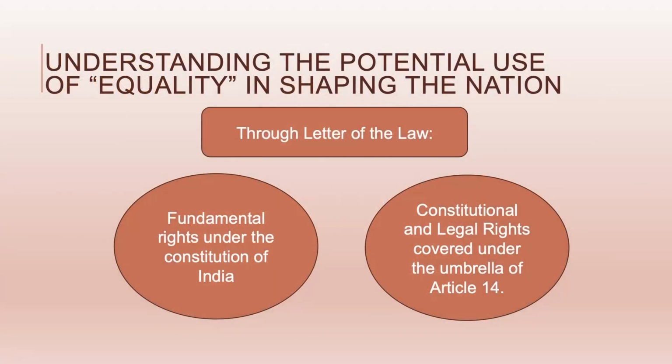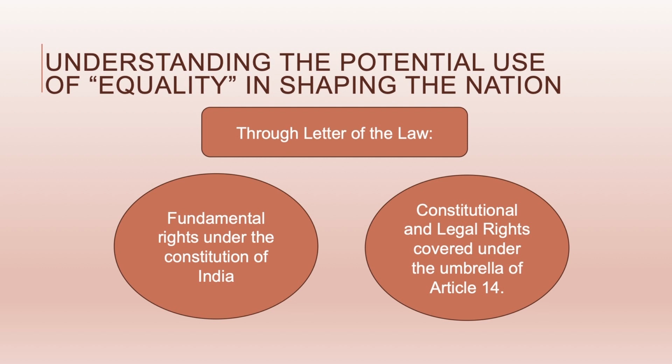Now, when we have known how the constitutional attributes work when it comes to equality, we need to see how equality is shaping the nation, how we can potentially use these test theories and the concept of Article 14 and build a nation which in turn is equal in itself. So, that can be done in two aspects, that is through the letter of the law and through the spirit of the law. These two are very broad and very important terms which I will be discussing right now, starting with the letter of the law.